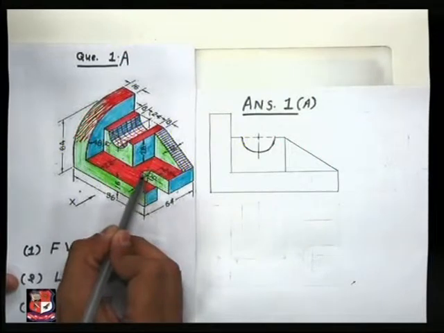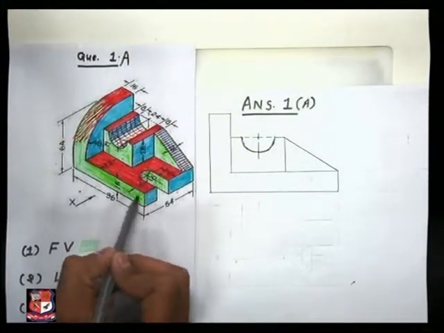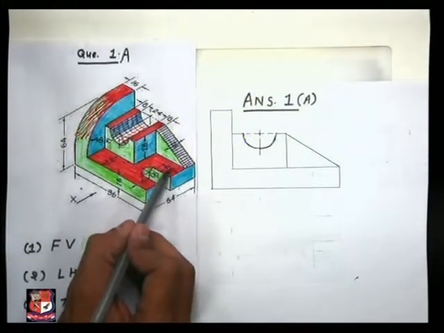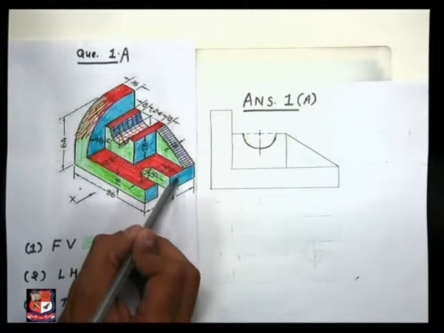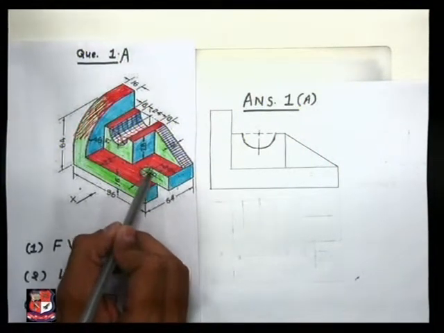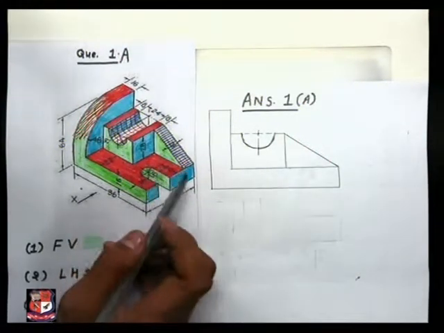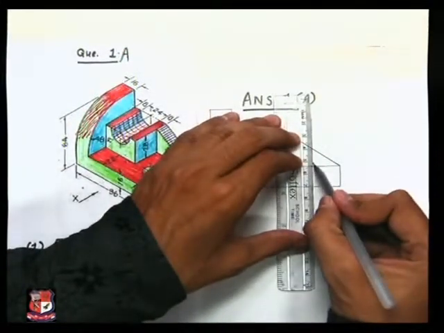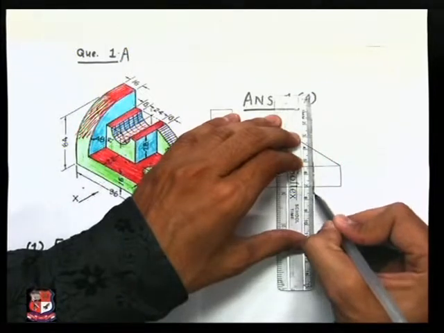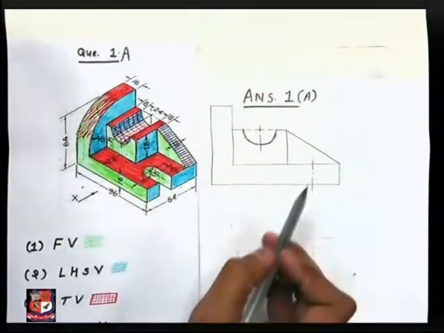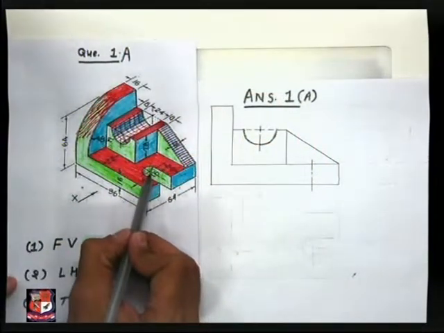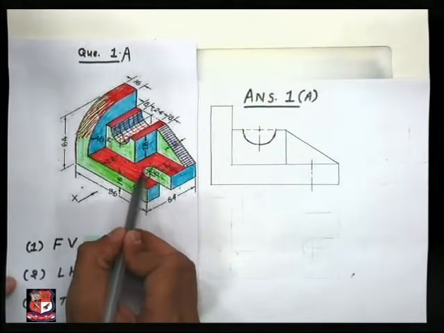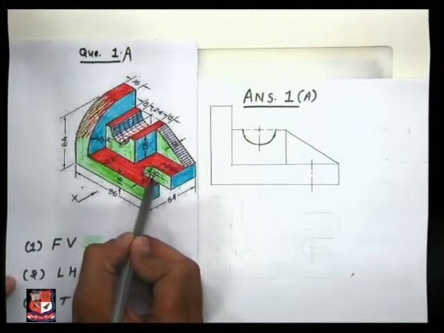So 8 millimeter would be its radius, and this distance is known to us. This is 20. From this edge to this center line, the distance is 20 millimeter. So from this edge at a distance of 20 millimeter, draw a center line like this. This center line represents this axis, and then after an arc is cut over here with diameter 16.